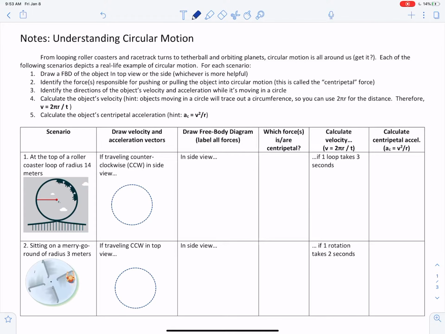Let's talk about fundamentals of circular motion. We're going to look at 4 examples of objects moving in a circle and try to identify the forces involved, the velocity, and the acceleration.